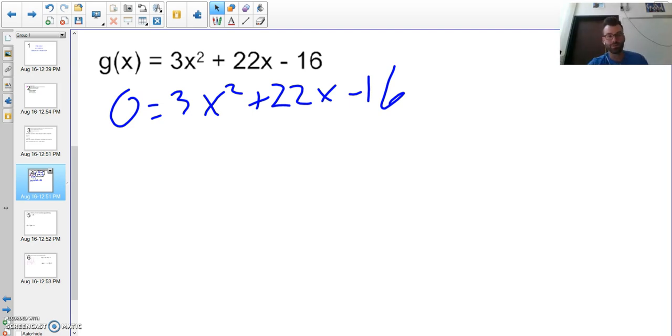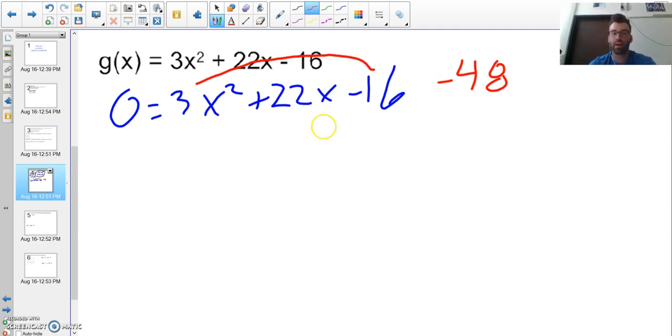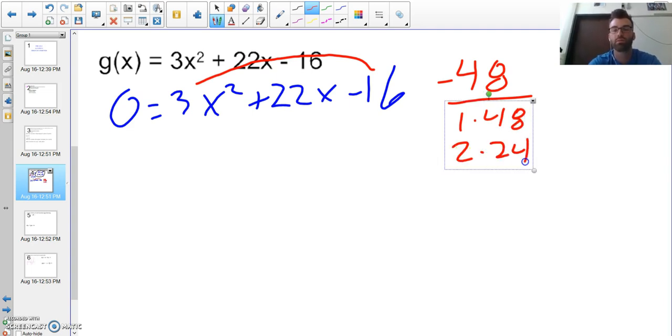So what we need to do is split the middle term. Now you can guess and check. If you're good at guessing and checking, then go for it. Some of us, that may be a struggle, so I'm going to show how to split the middle term. Remember, I take my first number times my last: 3 times 16, I get 48. I want to find two numbers that multiply to negative 48 and add to give me positive 22. Go ahead and think of the factors of 48. Sometimes it's helpful to write them out: 1 times 48, 2 times 24, 3 times 16.